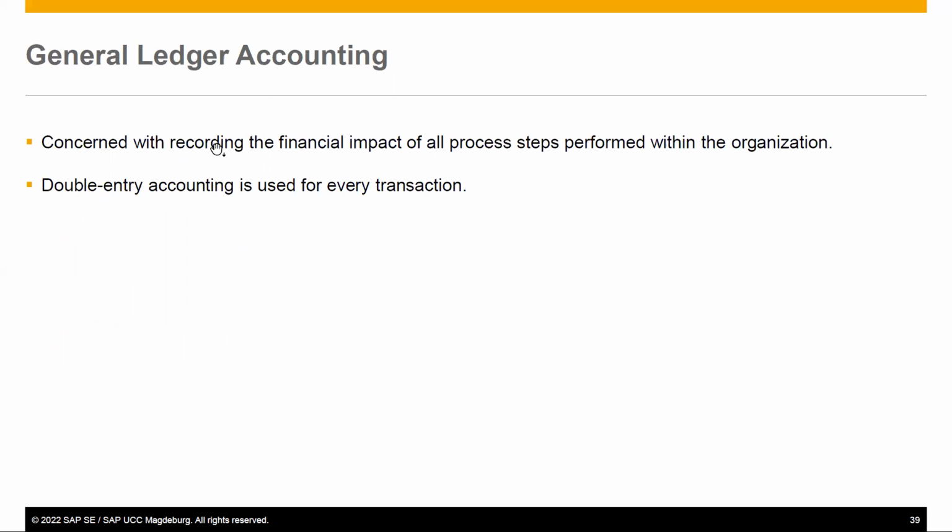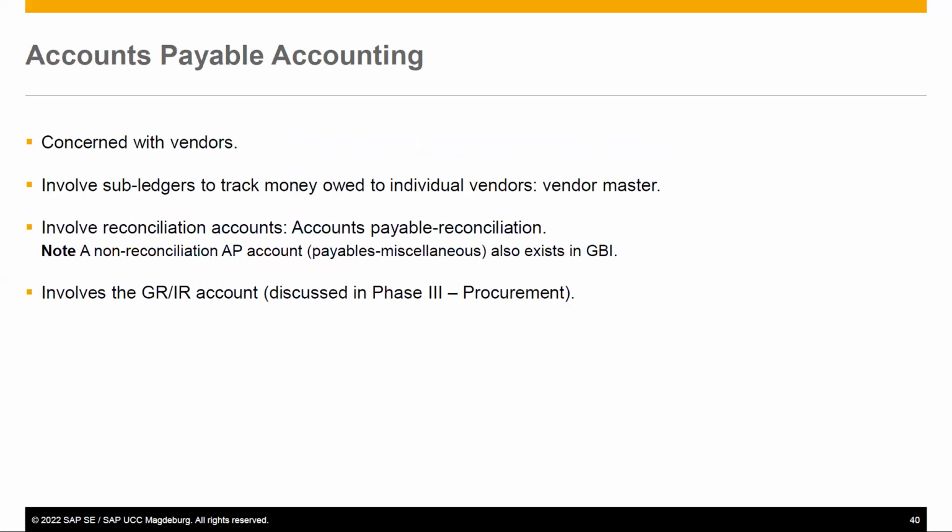General ledger accounting basically is a double entry accounting system. You enter the debit and you enter the credit. This is what we call double entry. Accounts payable is related to the vendors or the suppliers, and this involves the sub ledger. When you enter any transaction for the vendor, it goes to the sub ledger, and the sub ledger then automatically updates the reconciliation account.